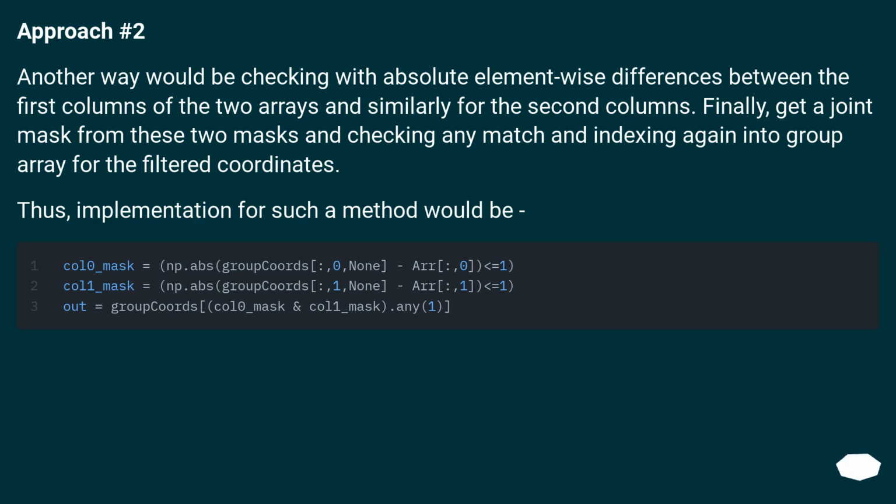Approach number 2. Another way would be checking with absolute element-wise differences between the first columns of the two arrays and similarly for the second columns. Finally, get a joint mask from these two masks and check any match, and index again into the group array for the filtered coordinates. Thus, the implementation for such a method would be this.